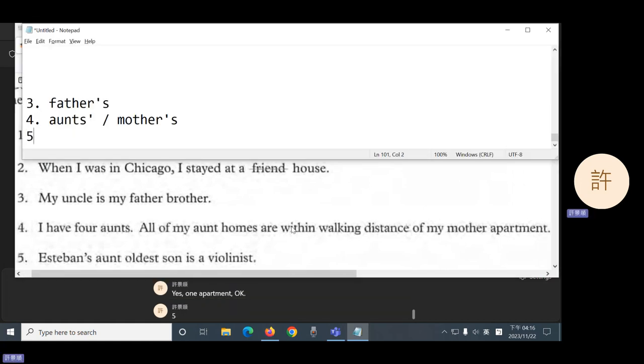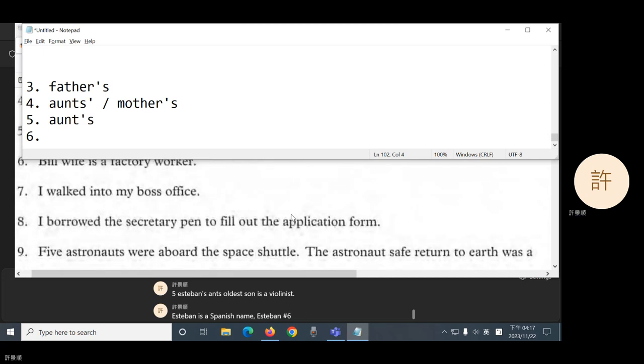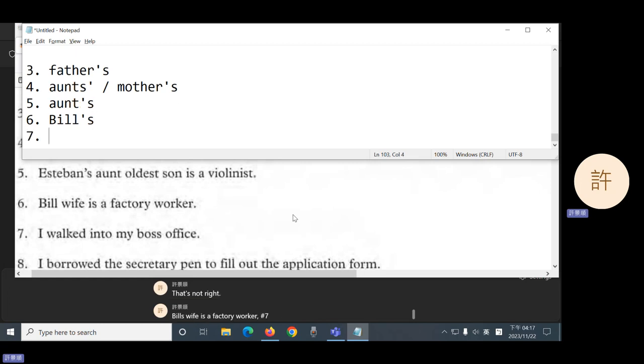Five. Esteban's aunt's oldest son is a violinist. Esteban is a Spanish name. Esteban. Number six. Bill's wife. That's not right. Bill's wife is a factory worker. Number seven. I walked into my boss's office. That's right, three S's.